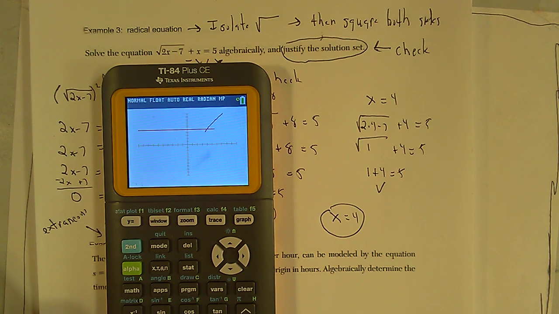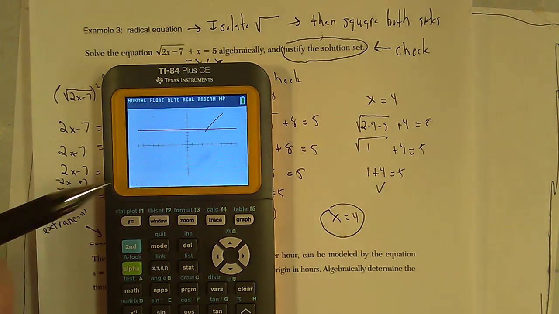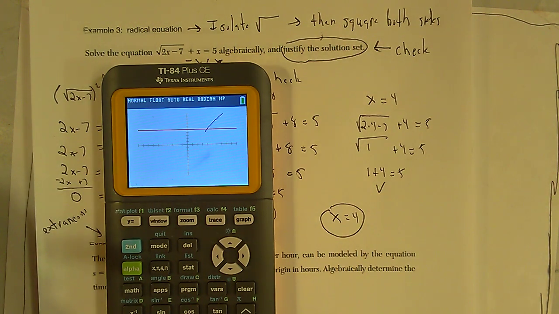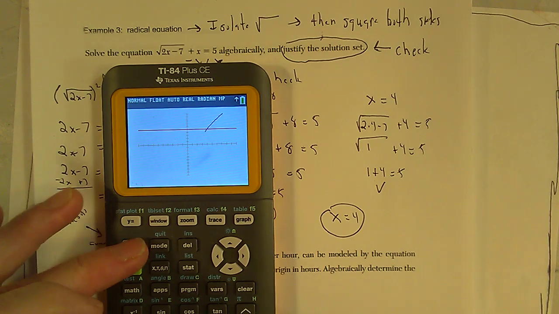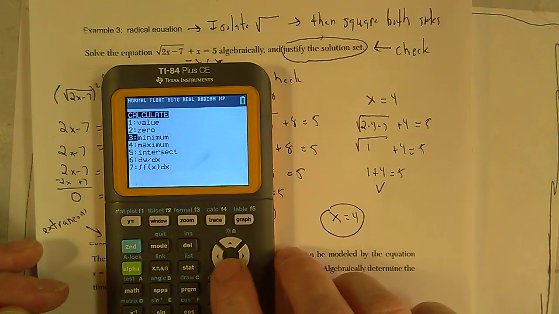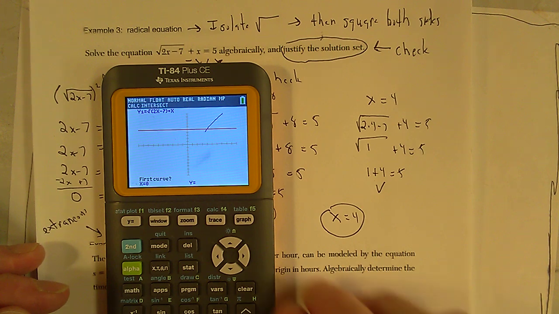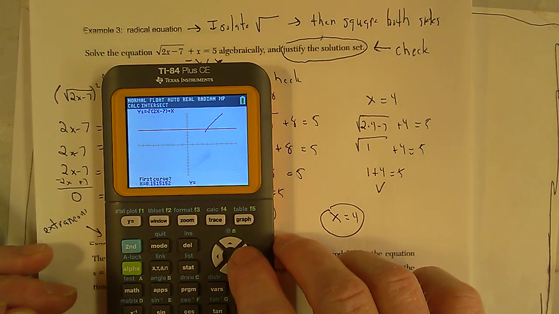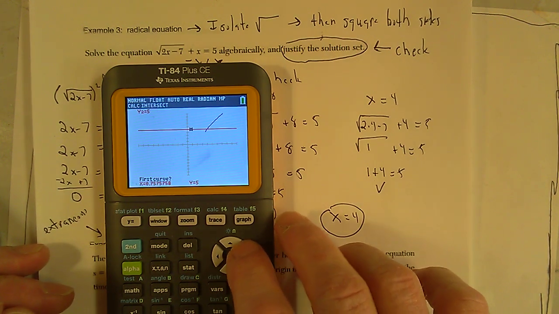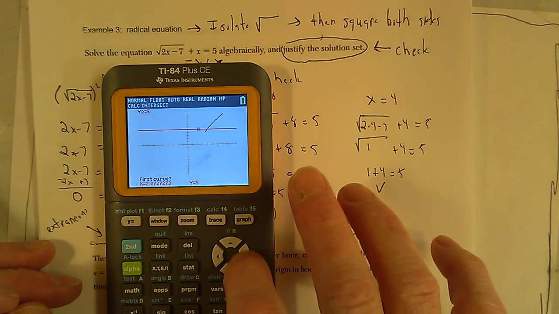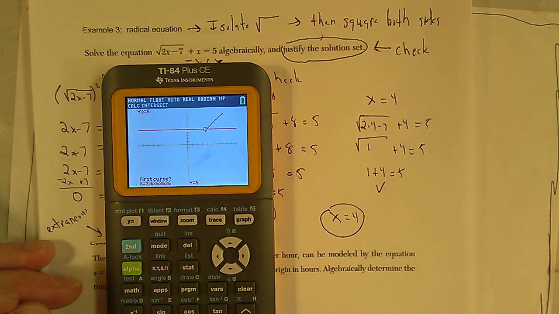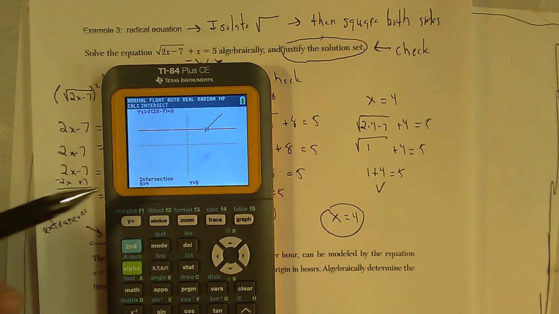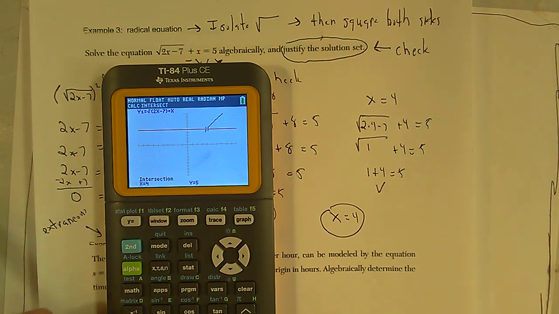There's the square root. Look at that. Cross is at 4. Looks like 4. Now, if I didn't know what the solution was already, second calc, intersect. Find my cursor. Crosshairs, get it close. Basically, hit enter 3 times. x equals 4. Cool.